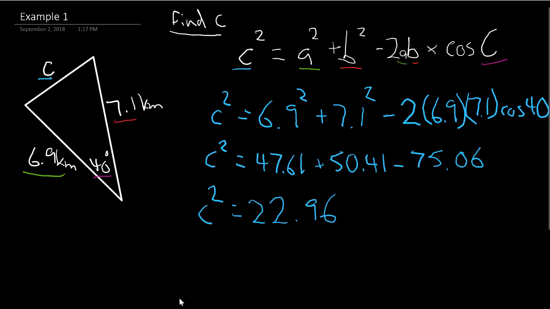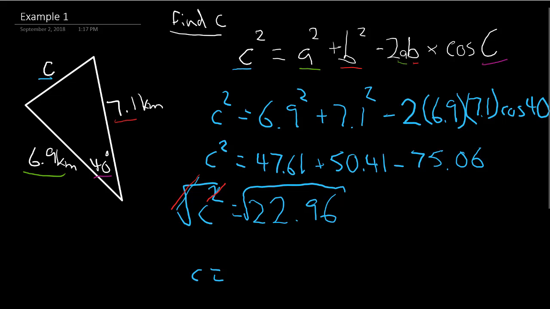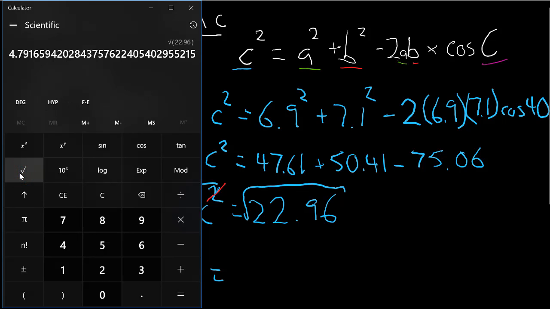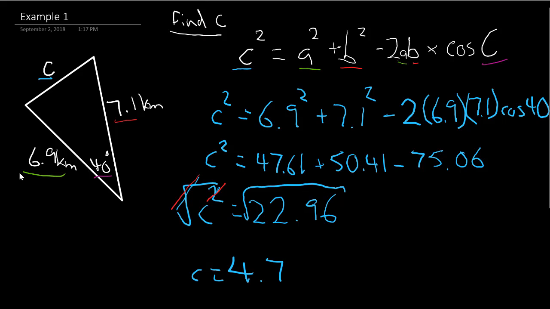22.96. All right, so now to get rid of the squared, we have to just take the square root of each side. So square root that side, square root that side, and that actually eliminates that there. I should use red pen for that to better illustrate that. So side length C is going to equal the square root of 22.96. I'm going to round it to 2 decimal places, so 4.79. There we go. So now we know the side length.